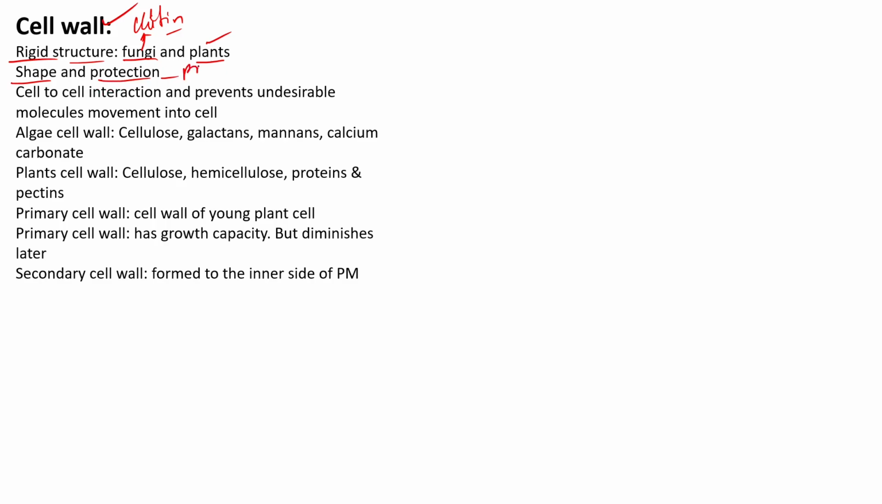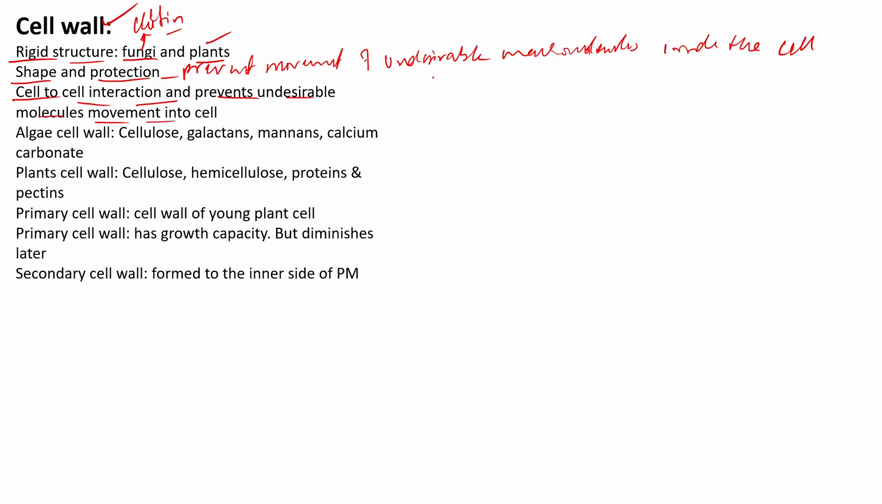Okay, so now the main function of the cell wall is mainly to promote the shape and give the protection, and also prevent the entry of undesirable macromolecules inside the cell. That is mainly a function of the cell wall. Okay, so now it mainly brings the cell to cell interaction, and also, as we have mentioned, it prevents undesirable molecules moving into the cell. We have discussed this, right?